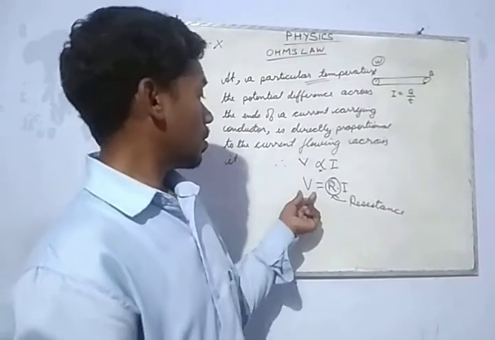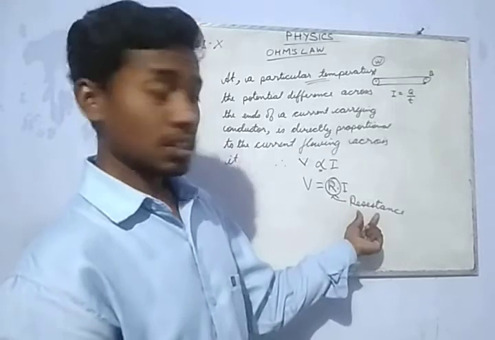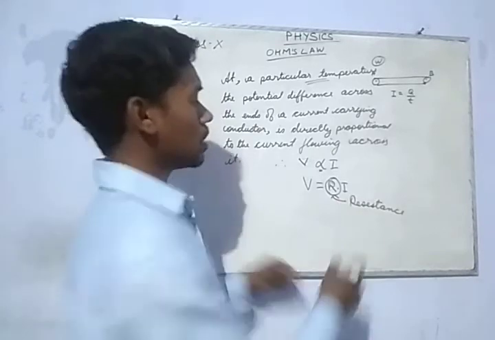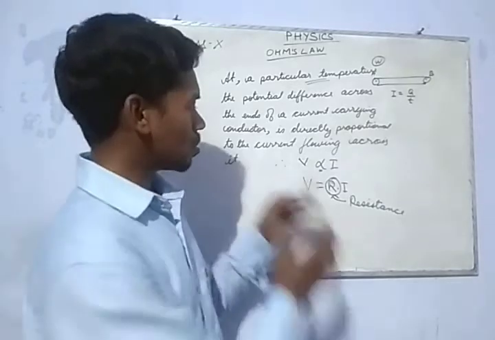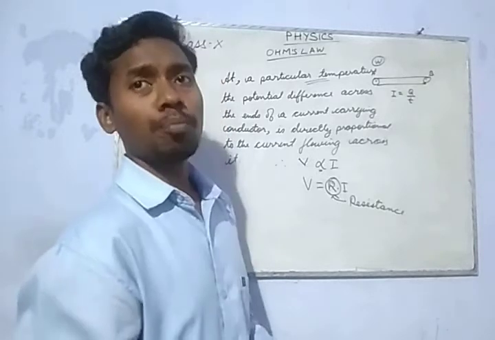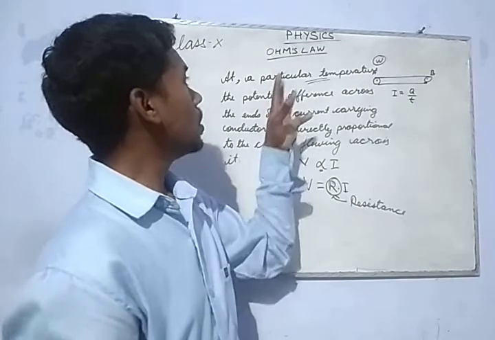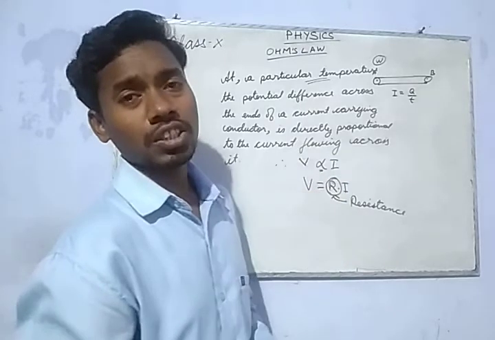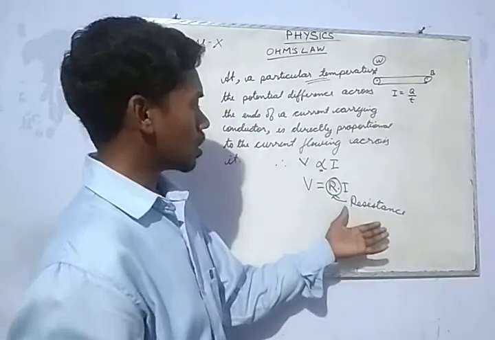Okay, V is equal to IR, where R is what? The constant. And what is this constant? It is called resistance. So what is resistance? This constant is also a term, and it is also very important. One of the very important factors which goes on through the entire electricity chapter. Okay, so let's talk about this resistance.